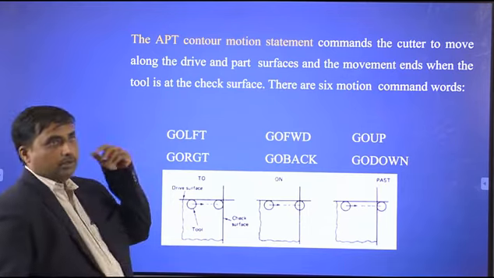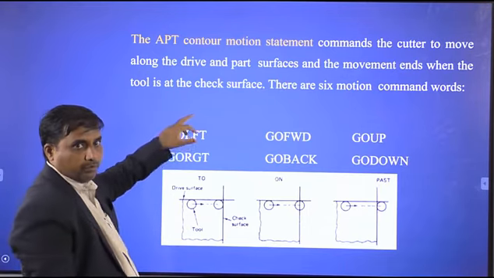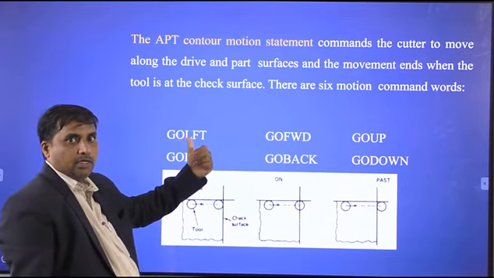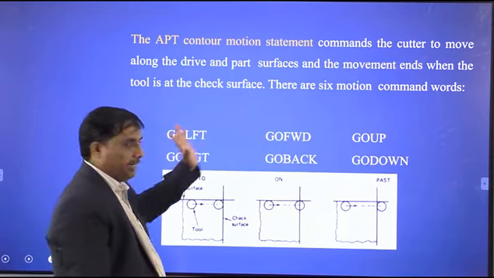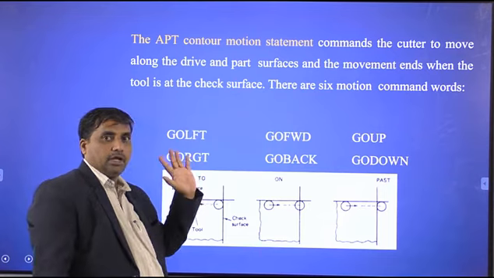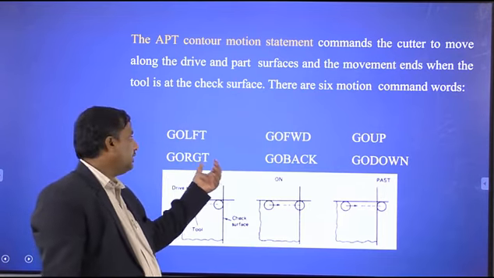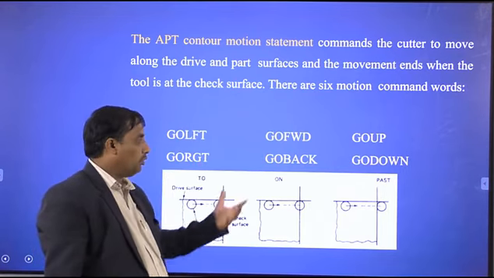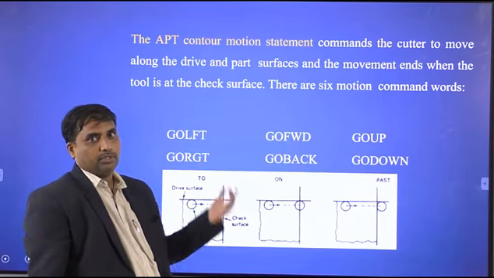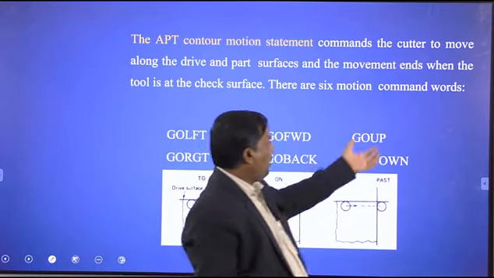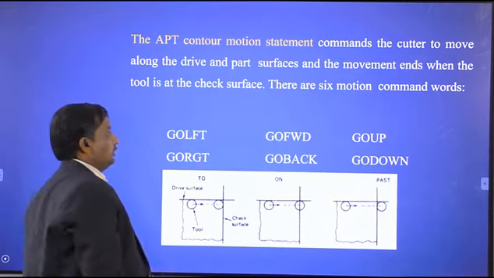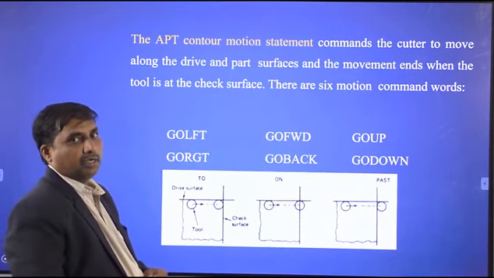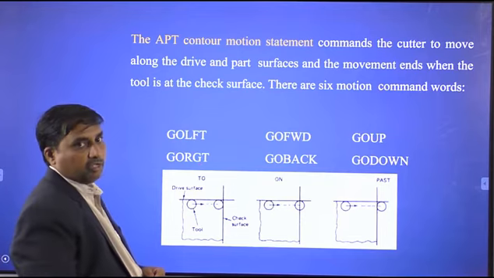Already I told you. Go left means, around the drive surface, the work part will move. And go right means, around the drive surface, on the right side the cutting tool will move. Go forward and go backward, forward and backward. Similarly, go up and go down. These six are cutting tool movements in APT language.